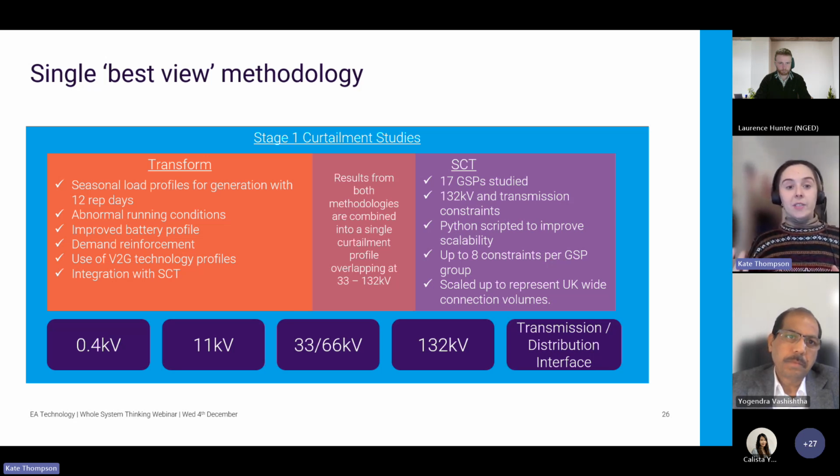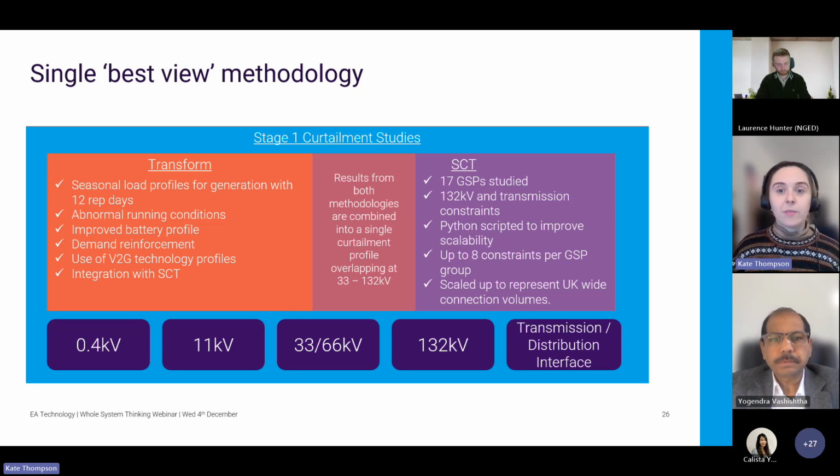We then took the 17 GSPs, analyzed the expected capacity or the anticipated capacity on GSPs of other networks and other license areas within the UK. And we scaled the volume of curtailment seen at the simple curtailment tool to be reflective of the whole of the UK. We then combined these studies to get a singular best view of what we think curtailment would be based on all of these assumptions that we'd updated.